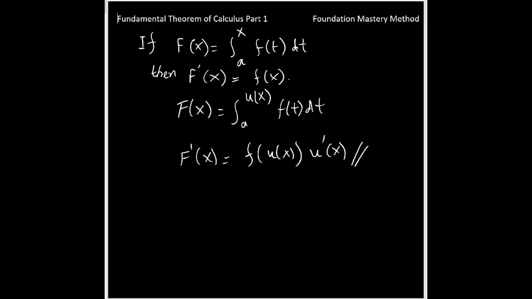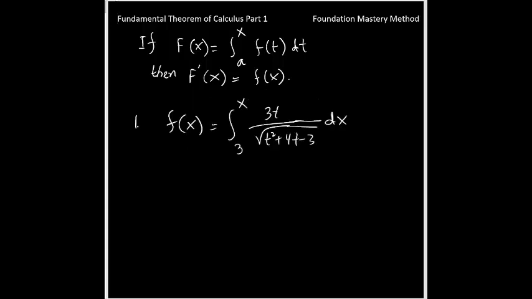We take more examples. Suppose we have a function F(x) which is the integral from 3 to x. The function is 3t over the square root of t squared plus 4t minus 3. Sorry, this should be dt. Then F prime of x will be, t will be replaced by x. So it is 3x over the square root of x squared plus 4x minus 3, and we are done.